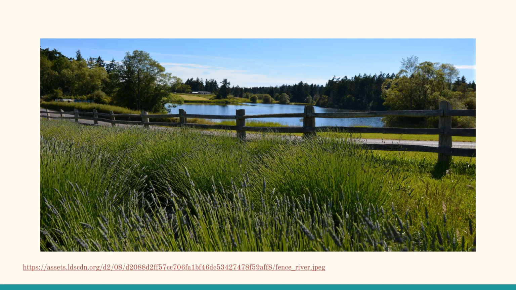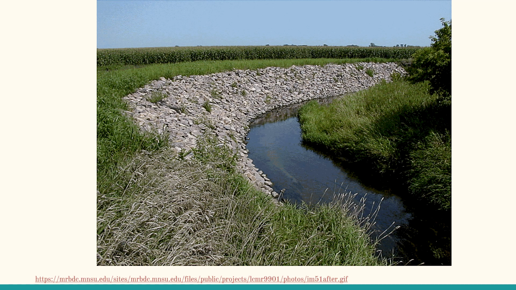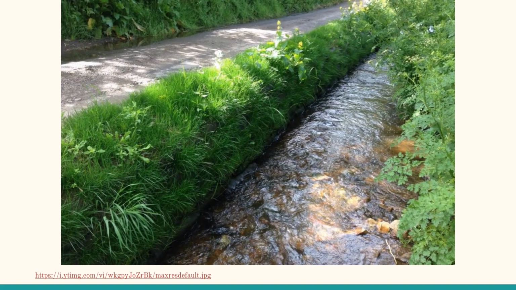This image represents a riprap wall. Recall that this kind of buffer is used to prevent erosion. And this image is a good representation of a vegetative buffer.